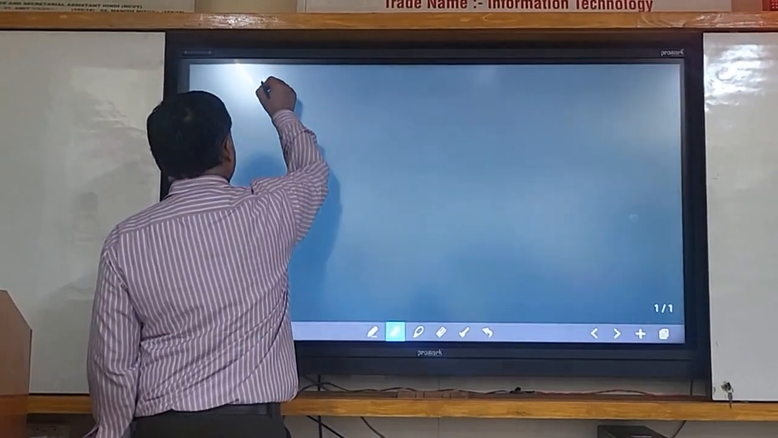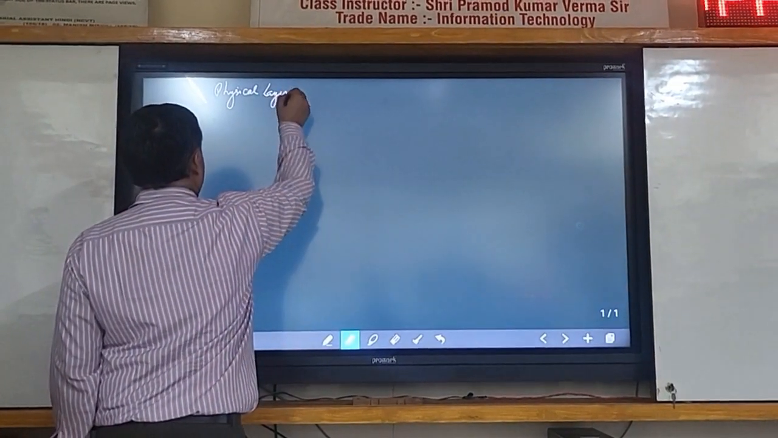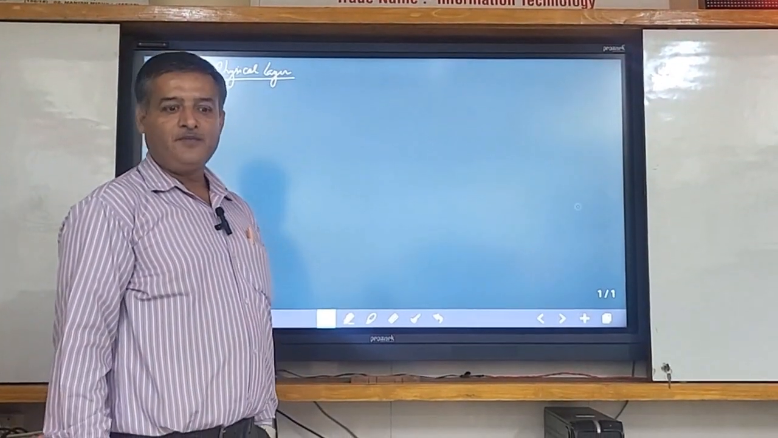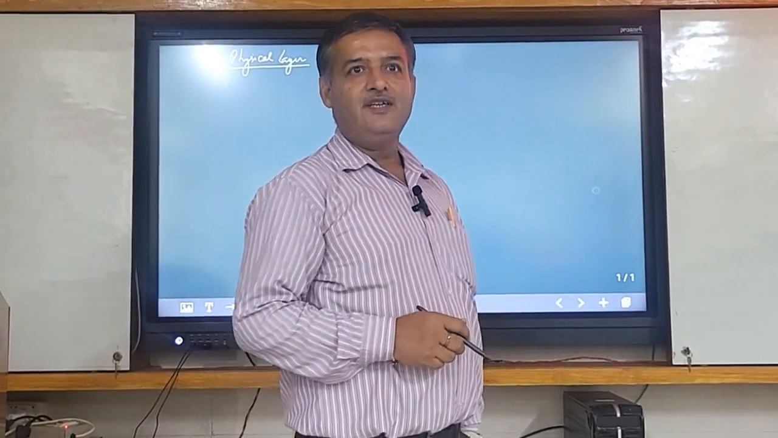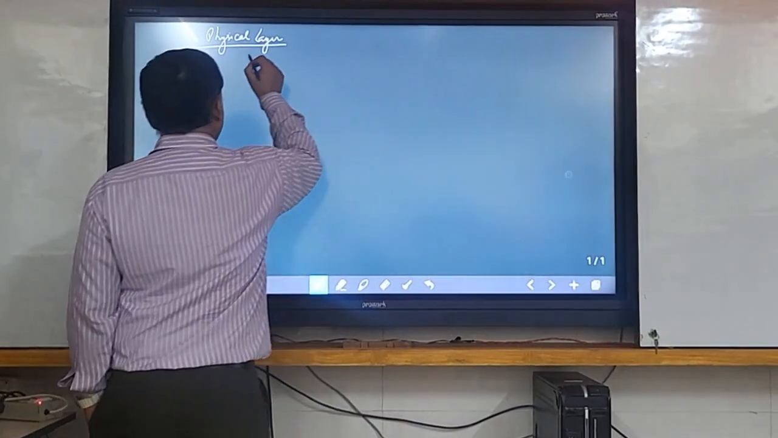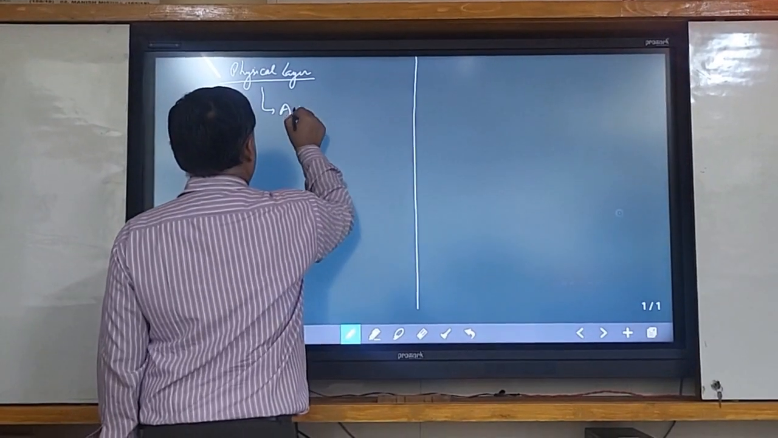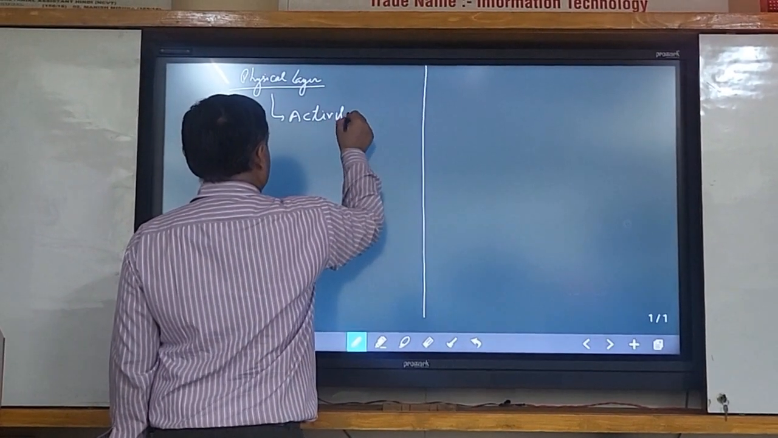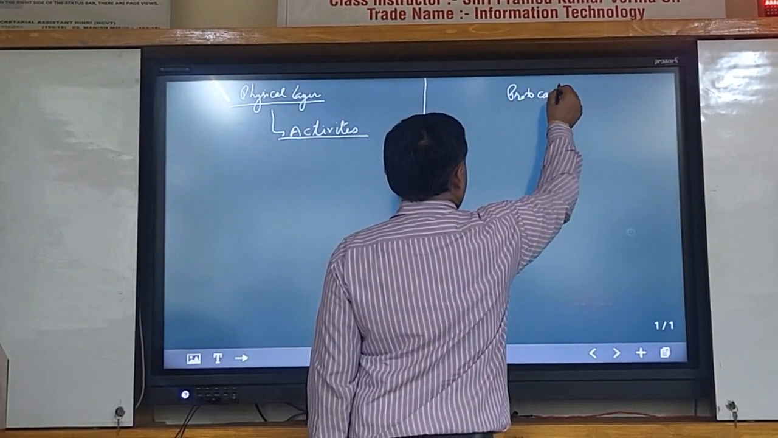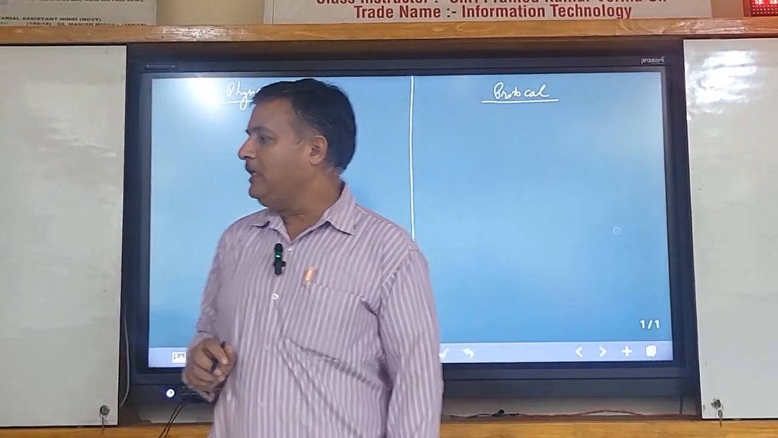So as far as the physical layer is concerned, I think you are all familiar at what level it is to be considered, either the first or the seventh. We are talking about the activity, the actions involved at this layer, and the different protocols which are responsible for this level.